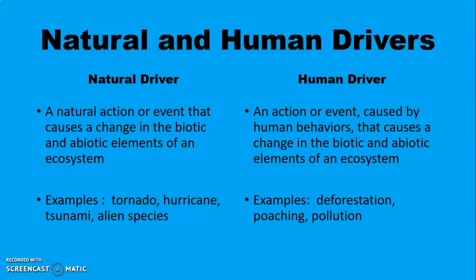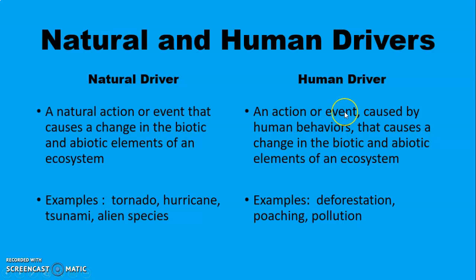So now we're going to talk about natural and human drivers. A natural driver is a natural action or event that causes a change in the biotic and abiotic elements of an ecosystem. Some of these natural drivers include tornadoes, hurricanes, a tsunami, or alien species.